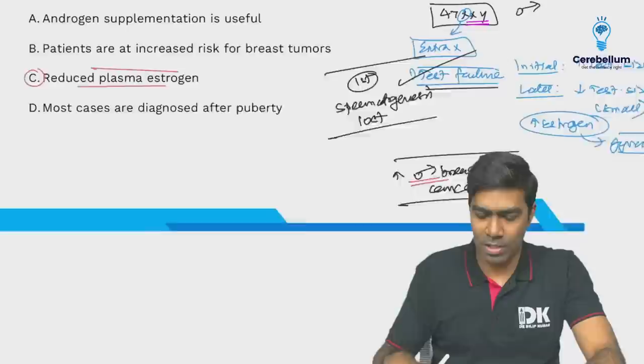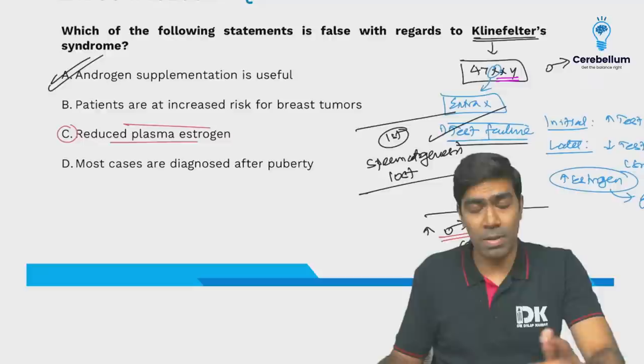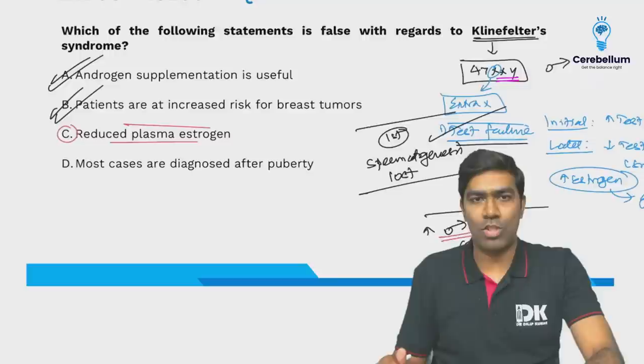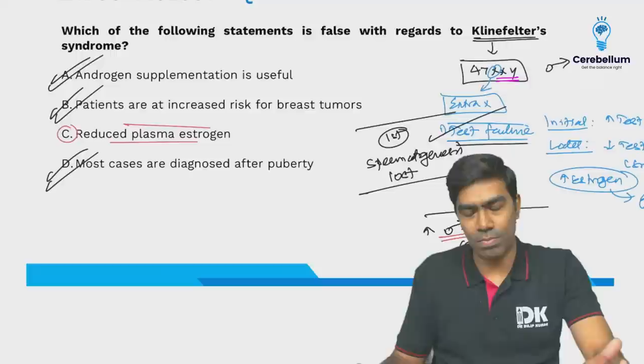So obviously, because it's due to testosterone defect, androgen deficiencies, androgen supplementation is useful. Patients are at increased risk of breast tumors, that's correct. Because of gynecomastia and high estrogen, you know, estrogen is a trophic hormone. If it acts on the breast, that can result in breast tumors, that's correct. Male breast cancer. Most cases are diagnosed after puberty, that's correct. Because most of the people will experience puberty.